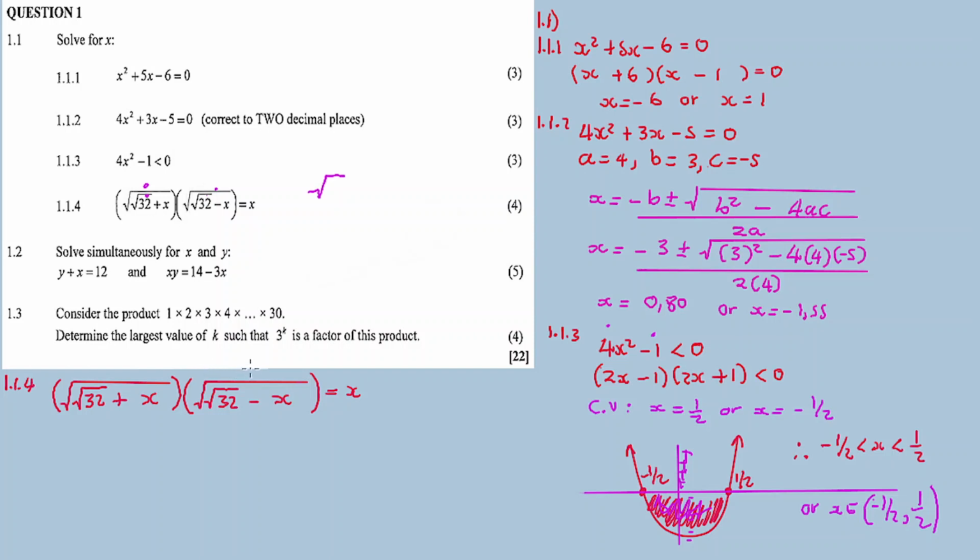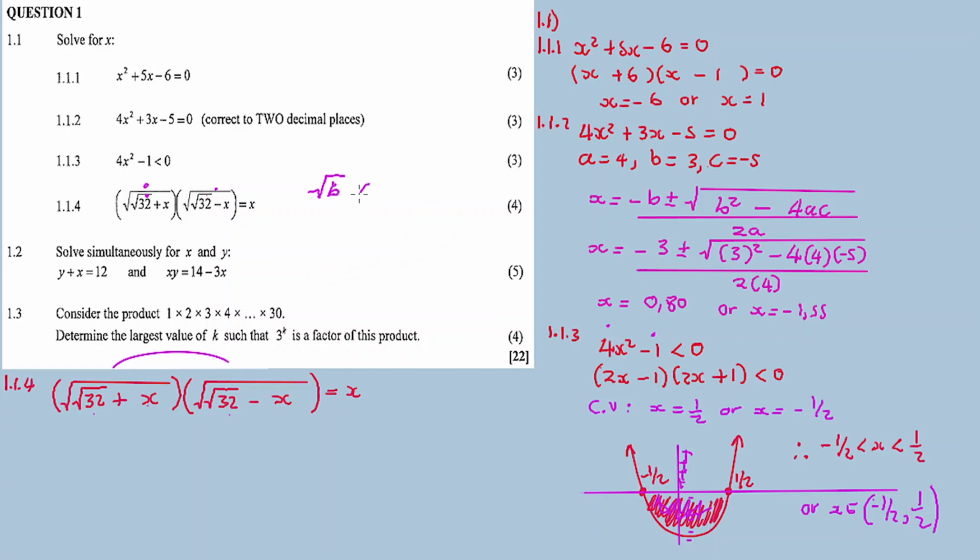So in order to solve for the bracket, you must multiply this bracket with this bracket, but don't make the mistake of saying square root 32 times square root 32 and writing the answer, then square root 32 times x and writing the answer. You cannot apply the foil method because of the big square root. So you must apply the surd rules first. There's a surd rule.